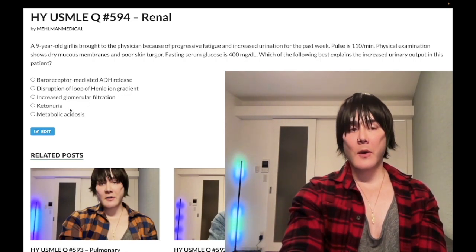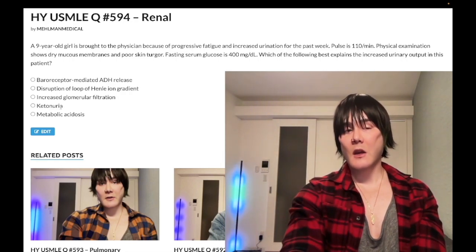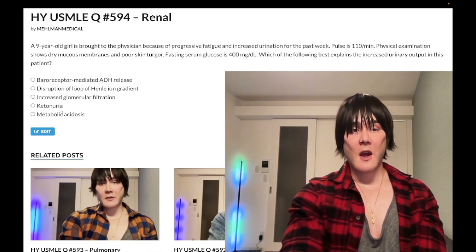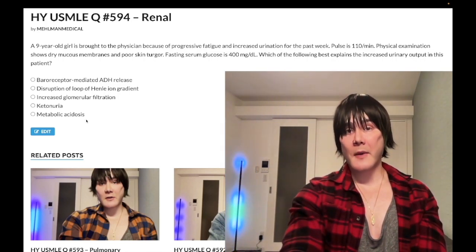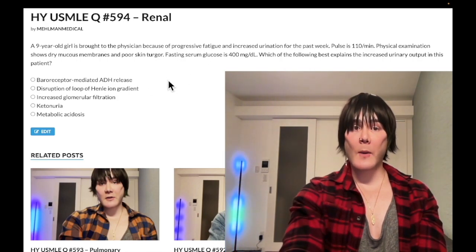Let's just whip through real quick. Ketonuria, wrong answer. It's like, yes, you'll get ketones in the setting of DKA, but that doesn't explain the increased urination. And then metabolic acidosis, sure. I mean, DKA is the D in MUDPILES for high anion gap metabolic acidoses, but that alone has no relation to why we actually get increased urination here.